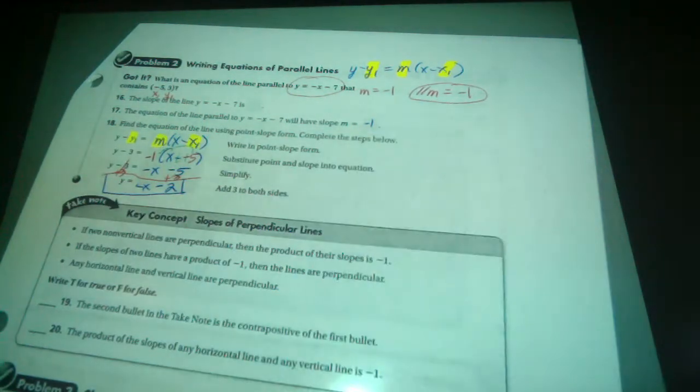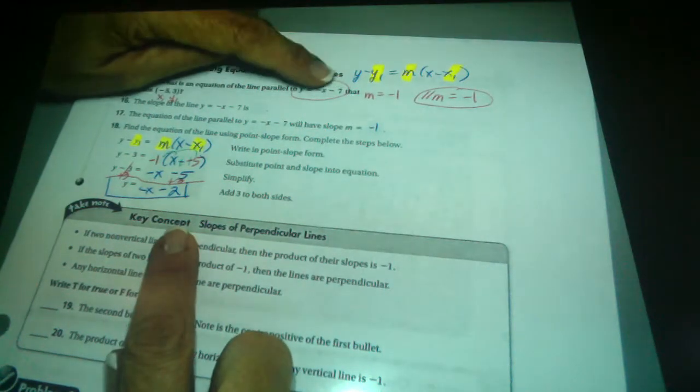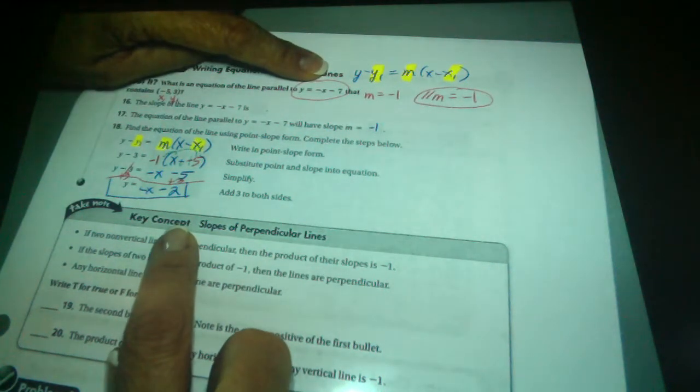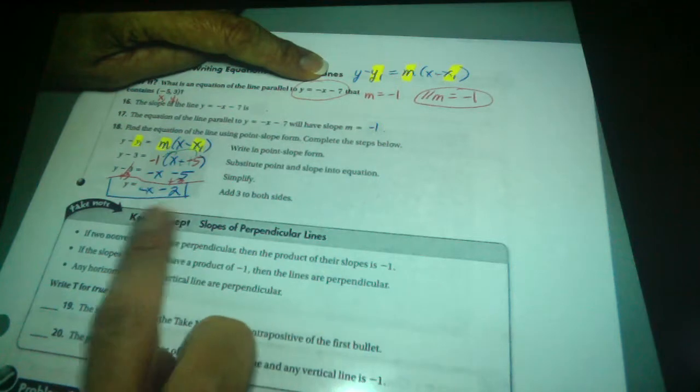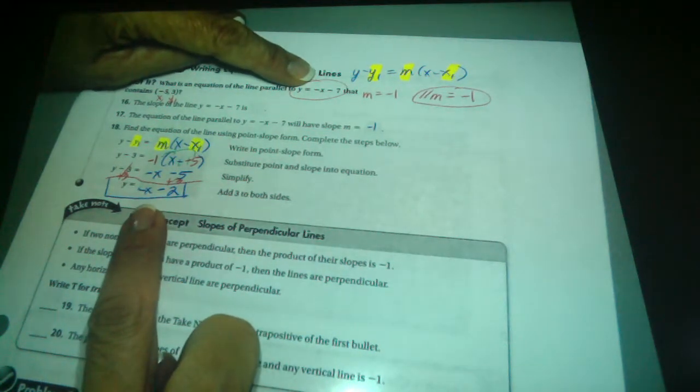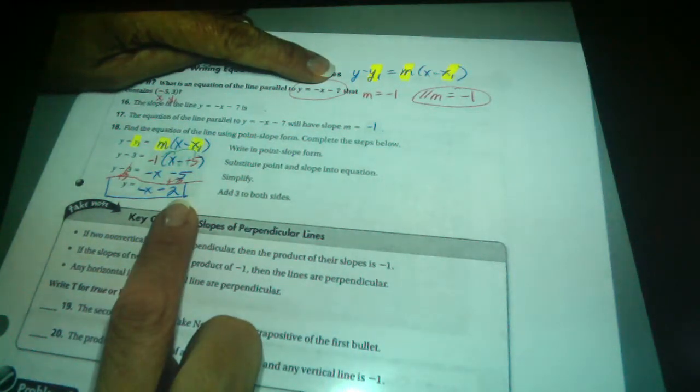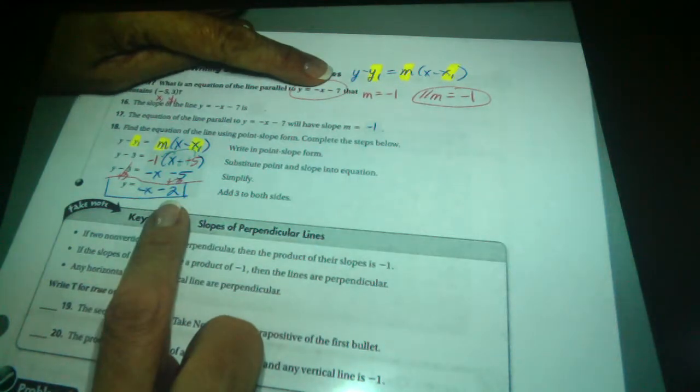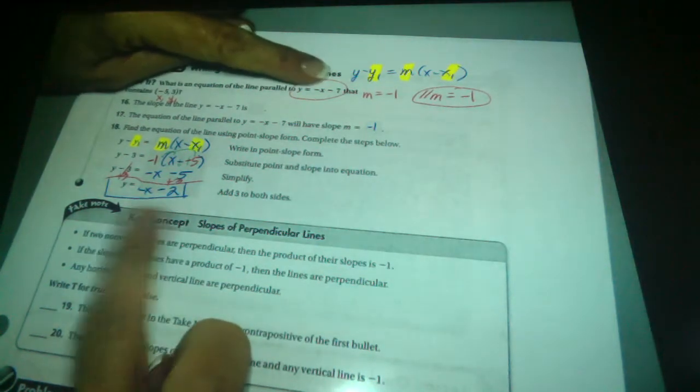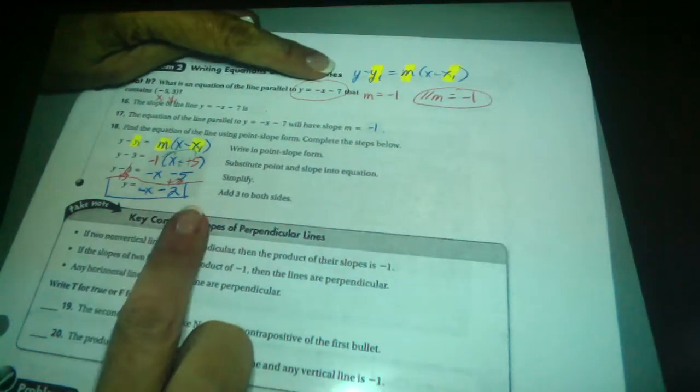So look at your final 2 lines. This is a line that ours is parallel to, and this is our line. Notice how they have the same slope, but different y-intercepts. If they have the same slope and the same y-intercept, then aren't they the same line? It's not parallel, it's just the same line. So you're looking for different y-intercepts with the same slope.